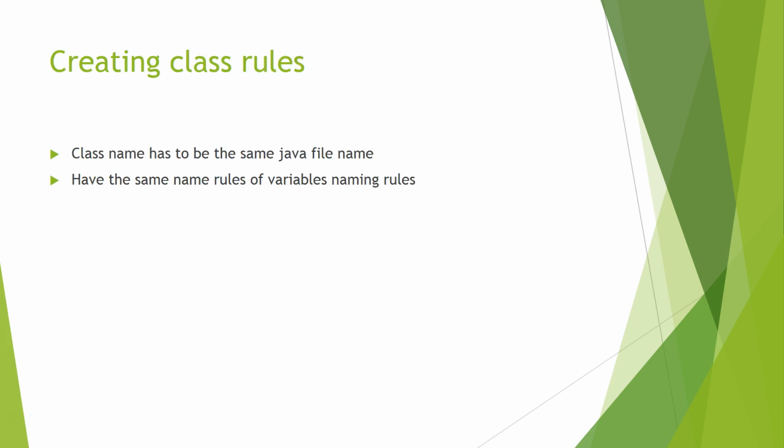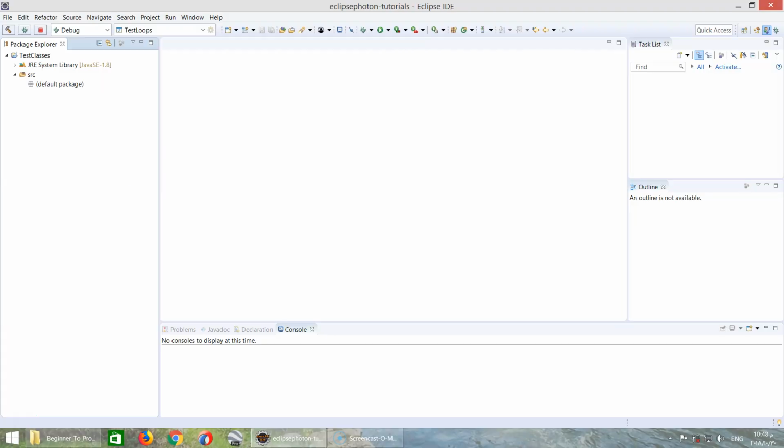When you set a name for a class, you have to match the following rules. The class name is created in a file whose extension is .java, so its name must be the exact name of the file name. It also follows the same rules as variable naming rules.